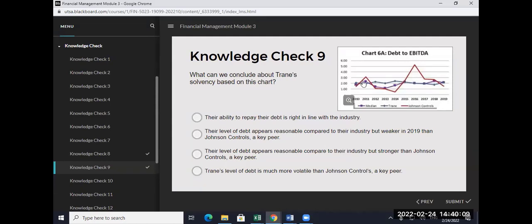And is their debt level more volatile than Johnson's? Can you tell? Which one's more volatile? Johnson's, yeah, by quite a bit. So what are y'all down to then? Yeah, B looks like the right answer. Stronger and weaker: avoid those terms when we talk about debt, and you'll see why later when we talk about Miller and Modigliani. We don't generally talk about high levels of debt being weak and low levels being strong. But I do agree, higher debt is a bad thing. So, all right, let's see if I got it right. Yep.